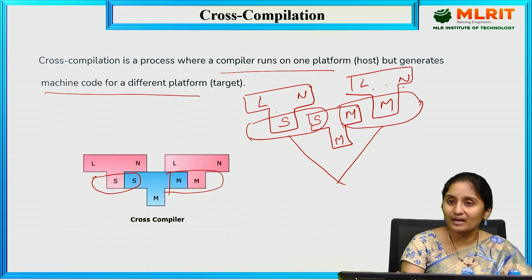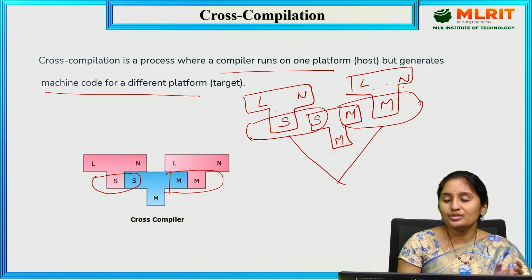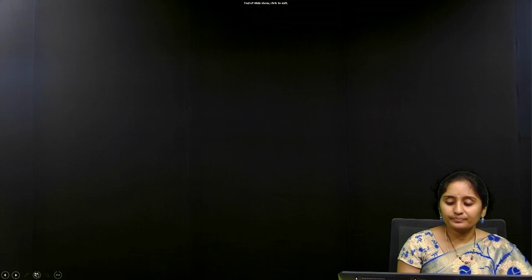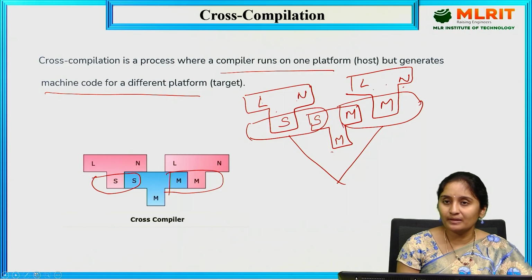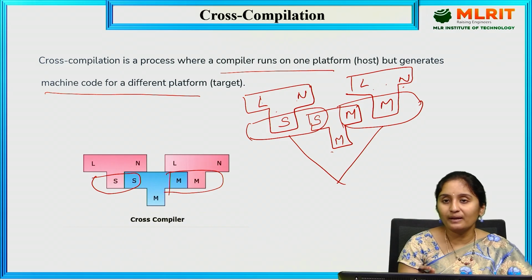This is one machine and this is another machine, and we take this implementation language and that implementation language, and we generate the cross compilation. It is where a compiler runs on one platform and generates machine code for a different platform. So here we have discussed what bootstrapping is. Bootstrapping is mainly used to design the compiler. We also discussed what self-hosting is and what cross compilation is: one compiler runs on one platform but generates the machine code for a different platform.